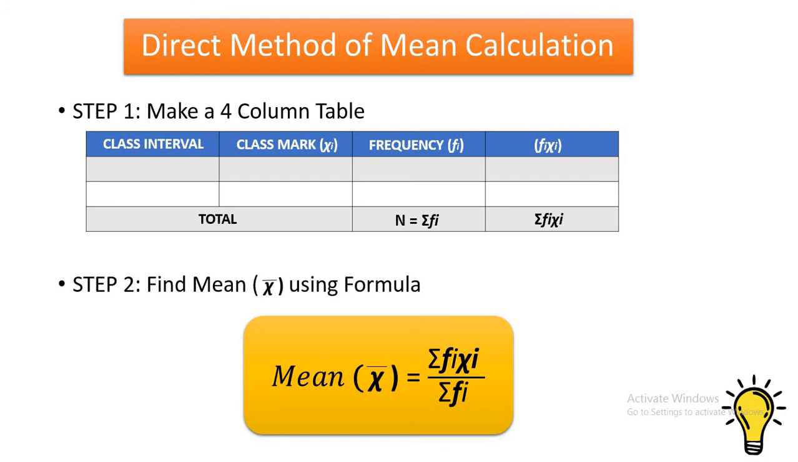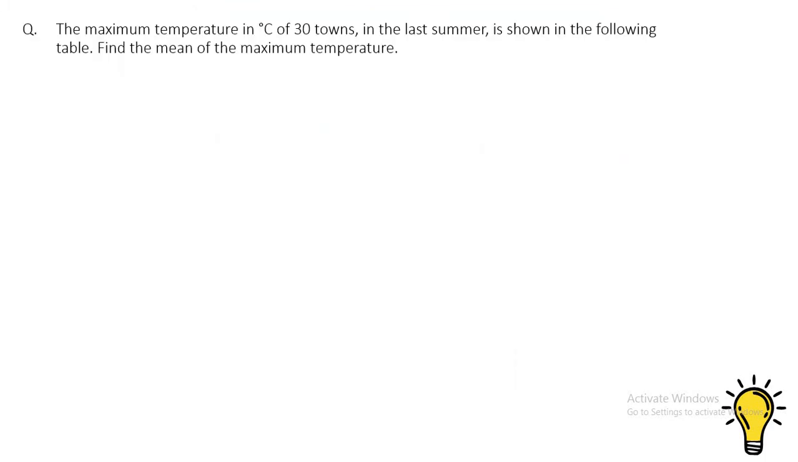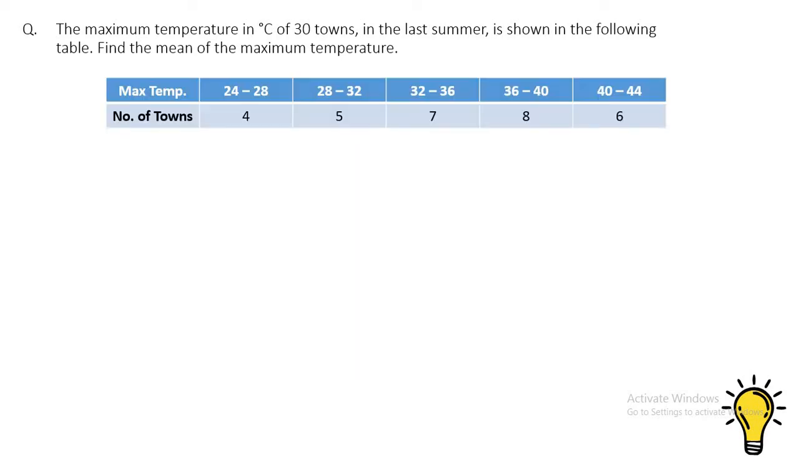Now on the basis of these two steps, let's solve a very simple question to understand it in better depth. Let's start with the very first question. The maximum temperature in degrees Celsius of 30 towns in the last summer is shown in the following table. Find the mean of maximum temperature.